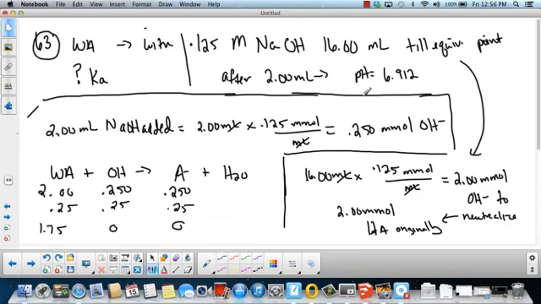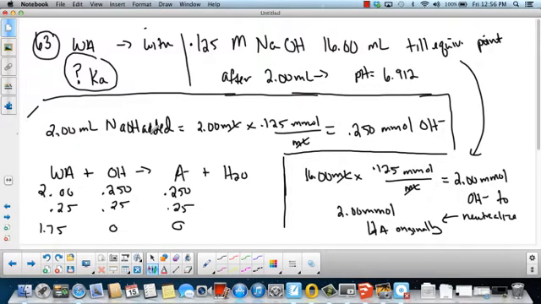Alright, so now what I'm going to do is try to explain number 63. If you read question 63, it says a sample of a certain monoprotic weak acid, so your generic weak acid, was dissolved in water and titrated with 0.125 molar sodium hydroxide, requiring 16 mL to reach the equivalence point. During the titration, the pH after adding 2.0 mL was 6.912. We want to calculate the Ka for the acid. So that's ultimately what we're looking for.